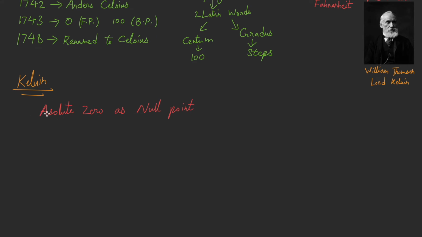Now, in 1848, William Thomson, Lord Kelvin, proposed the need for a scale in which infinite cold, I'm just going to write it down, infinite cold, at that time absolute zero was referred to as infinite cold, which is basically absolute zero. He wanted a scale in which the null point, actually the zero point from where every measurement will be done, will be absolute zero.